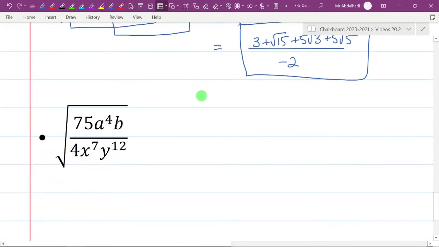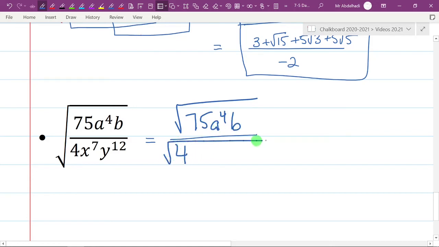Okay, let's go on to another question here. All right, so now we have the root of a fraction, sort of like we had earlier in the lesson. This one's a little bit more complicated. Now, what I said before was that you try to reduce whatever you can reduce inside first. There's nothing to reduce here. 75 over 4 cannot be reduced, and a over x, and none of this can be reduced. So just go ahead and split this into two roots, top and bottom, right? So the top is the root of 75, a to the 4th, b to the 1st. The bottom is the root of 4, x to the 7th, y to the 12th, okay?